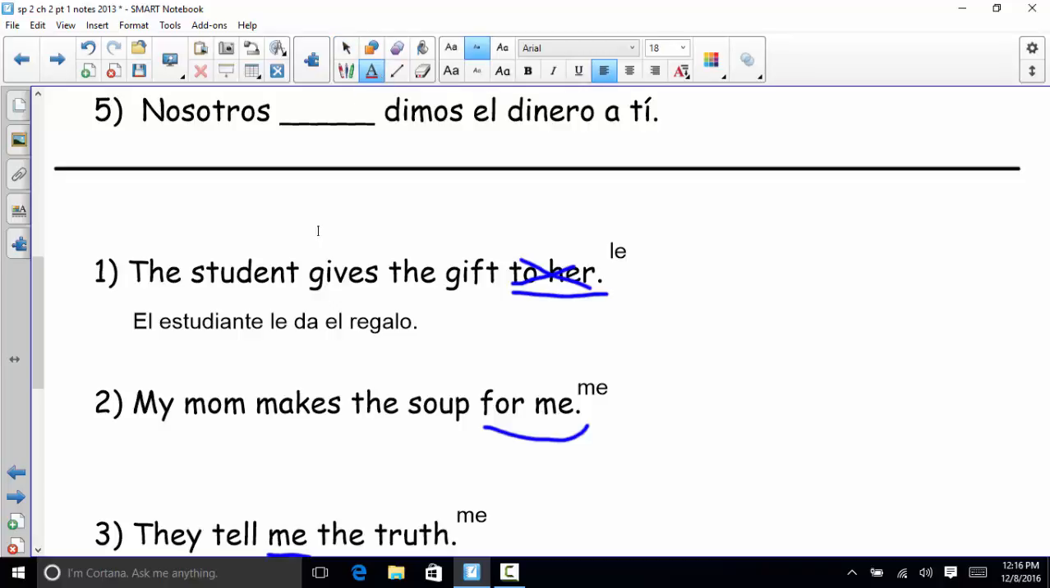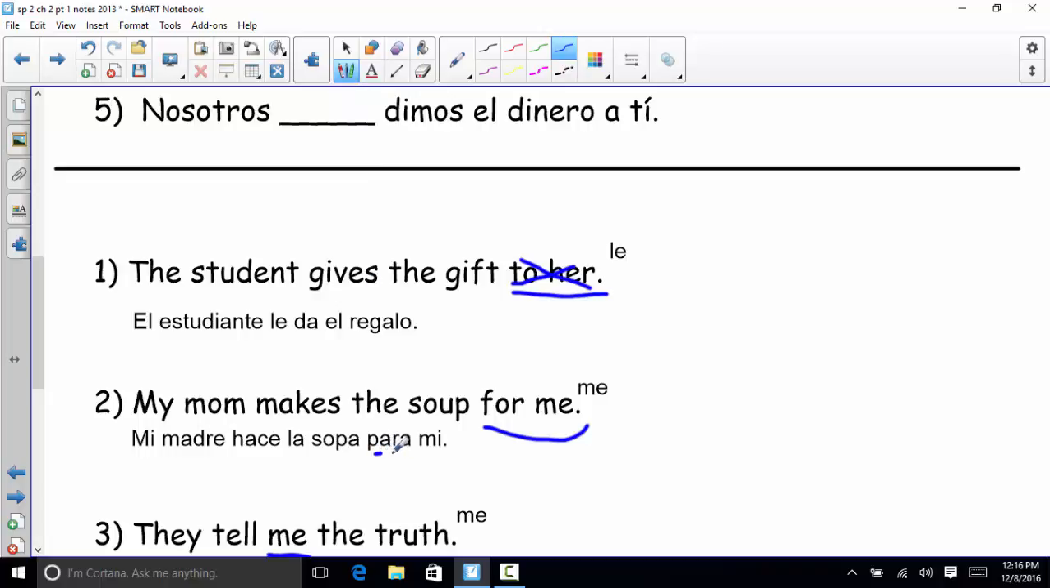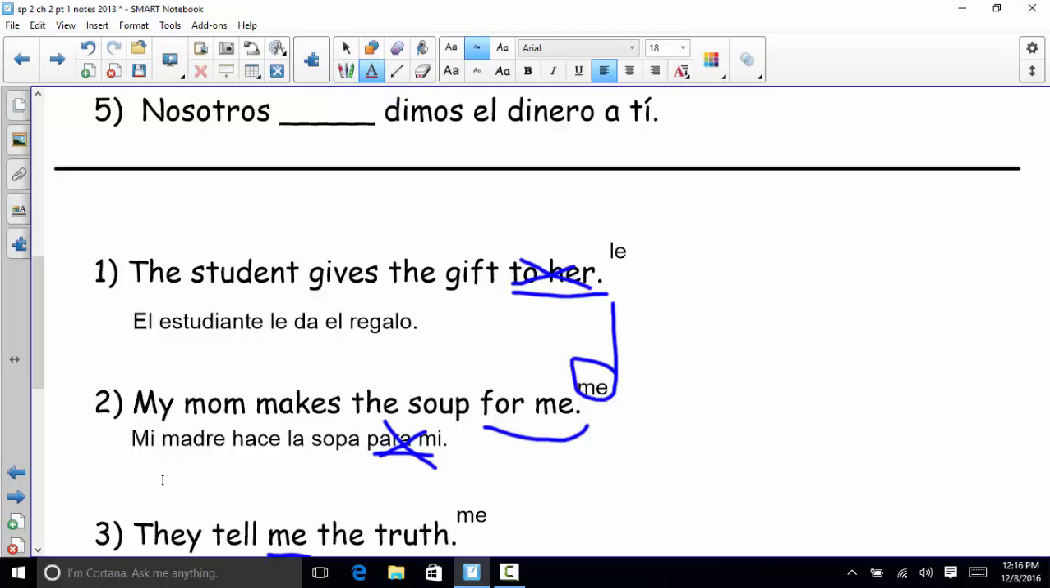Okay, number 2, my mom makes the soup for me. So just to show you an example, I'm going to write that whole sentence out first in Spanish. So mi madre hace la sopa para mí. Okay, and I've already established that that para mí is what I'm getting rid of. And I'm going to use me to replace the para mí. My marker's not really working today, sorry guys. So I can get rid of this para mí part. And when I rewrite the sentence, the me has to go before the conjugated verb, just like it did before. So mi madre me hace la sopa.